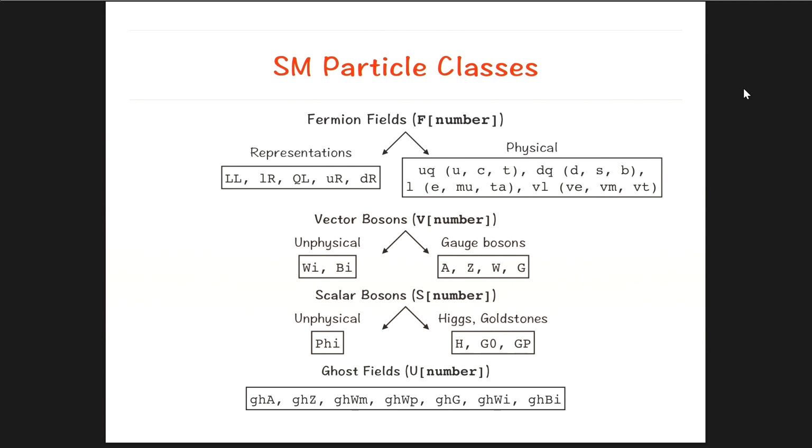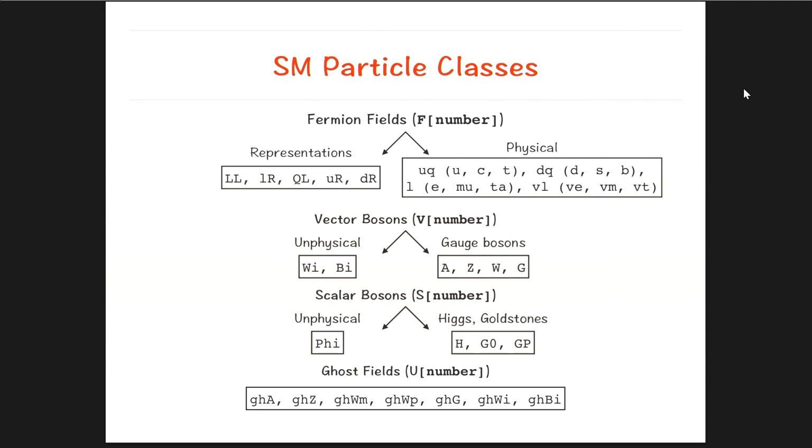On the other hand, you can have these physical fields defined by uq, where uq defines the up-type quarks with their electromagnetic charges, dq defines the down-type quarks with their electromagnetic charges. This notation uq includes u, c and t, dq includes d, s, b, l includes electron, muon and tau, and vl defines all 3 flavors of neutrinos, nu e, nu mu and nu tau.